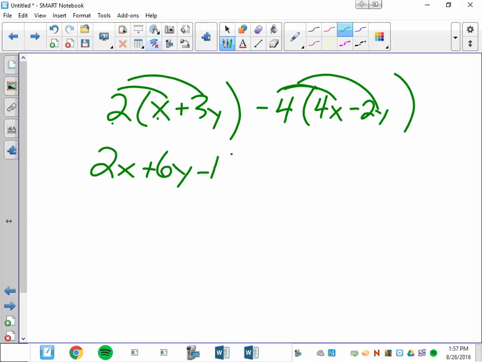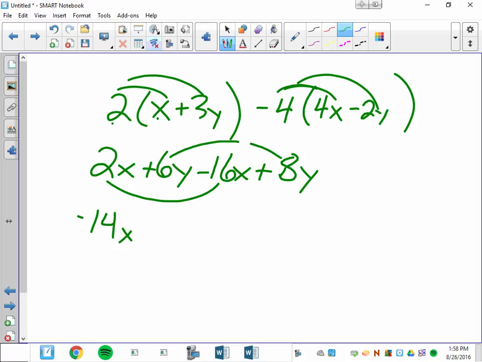So this would be negative 16x plus 8y. And then I combine like terms. Those two become negative 14x. And those two would become 14y. Anybody have any questions on that? Okay.